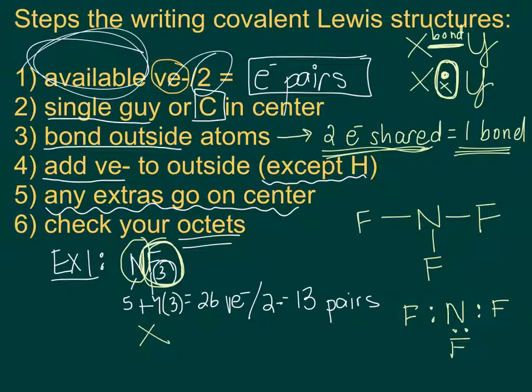Now we're going to go to rule 4. We're going to add valence electrons to the outside. And it says except hydrogen. We don't have any hydrogen to worry about, so we're going to ignore that part. Now let's take a break. Look, we had to use 13 pairs to make this work. So far, we've used 1, 2, 3 pairs. So always keep an eye on your electrons.